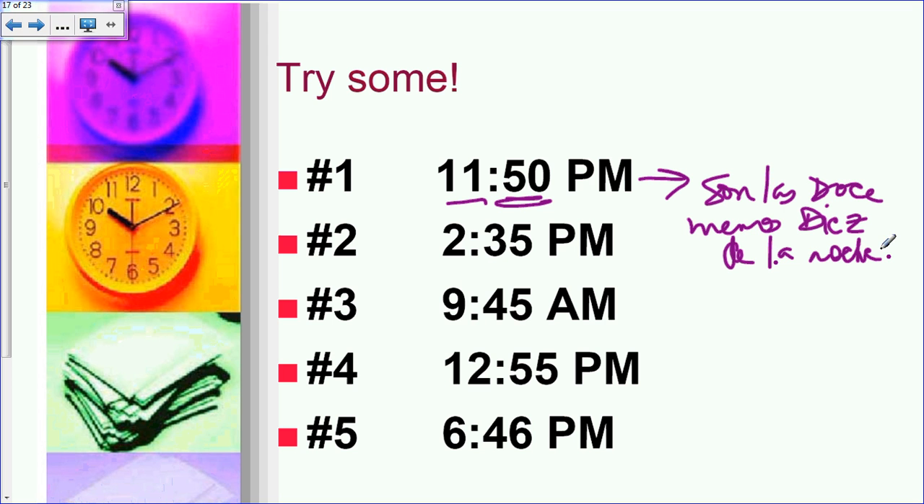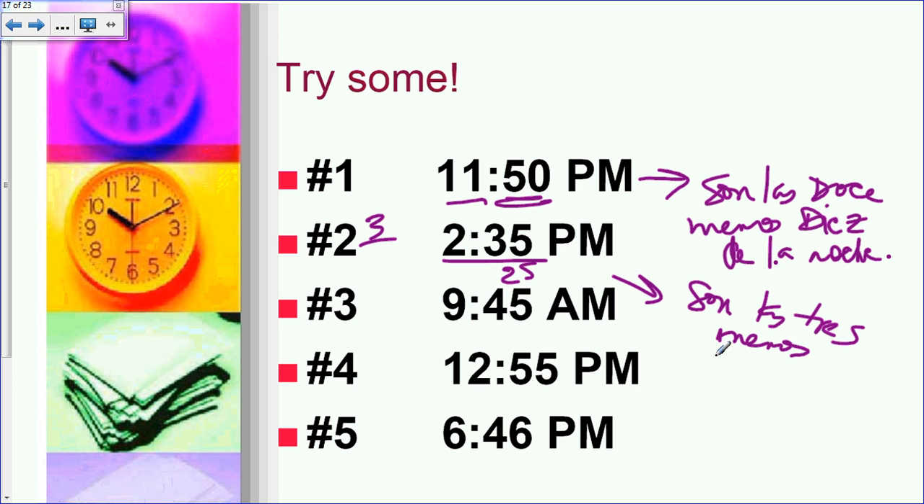Number two, número dos. 2:35. The next hour is 3 o'clock. There's a 25-minute difference between this time and the next hour. So we're going to say son las 3 menos 25, de la tarde.